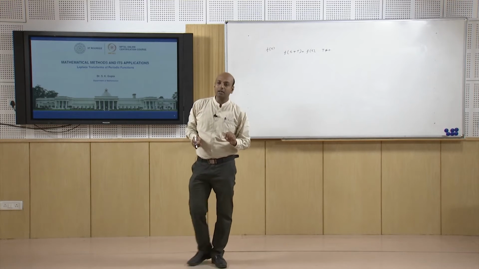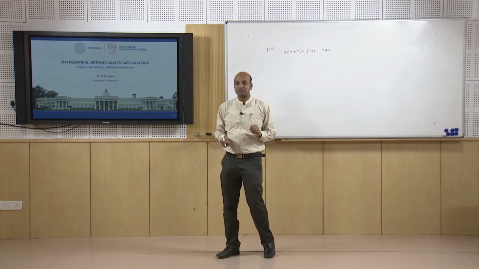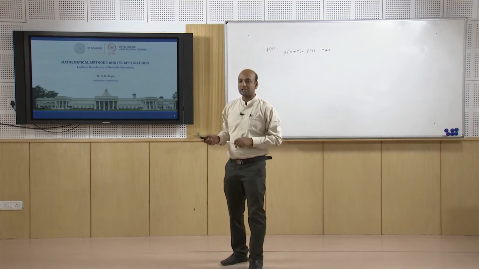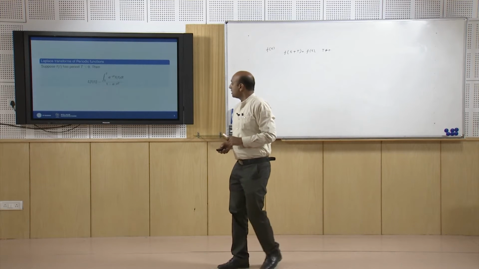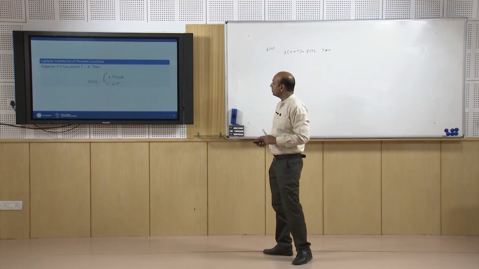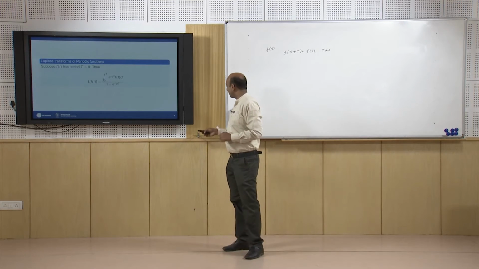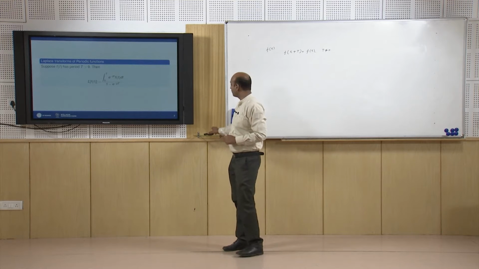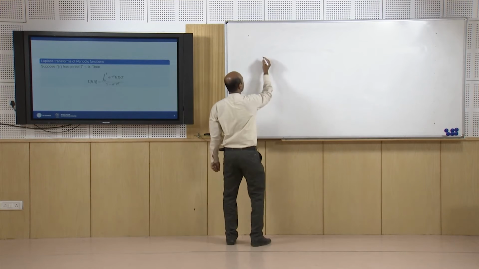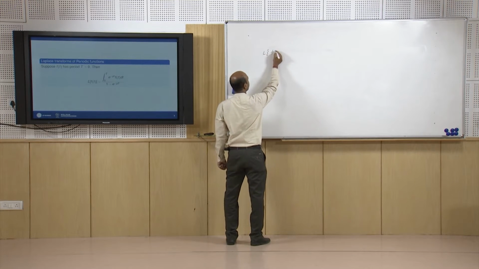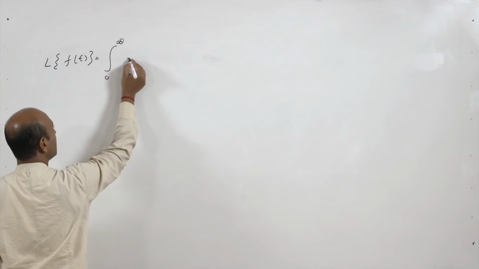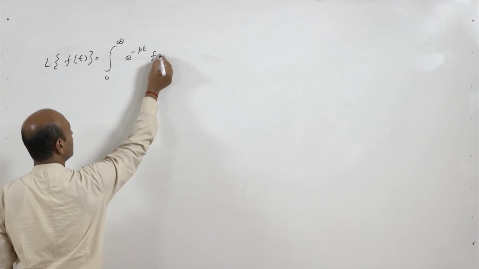Now how to find the Laplace transform of periodic functions? So we have a direct expression to find the Laplace transform of periodic functions. What is that? Suppose f(t) has a period T, of course T greater than 0, then the Laplace transform of f(t) is given by this expression. Now how we obtain this expression, let us see. So what is the Laplace transform of f(t)? It is nothing but the integral from 0 to infinity of e^(-pt) f(t) dt.